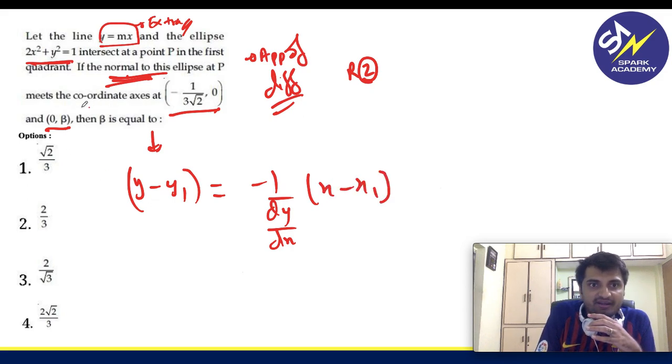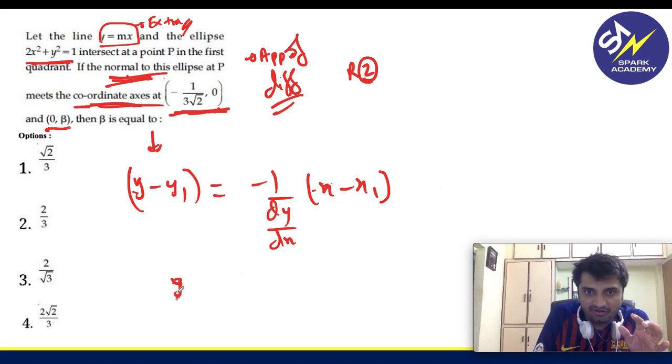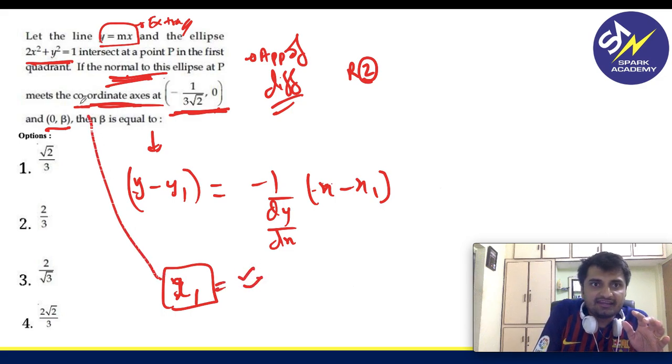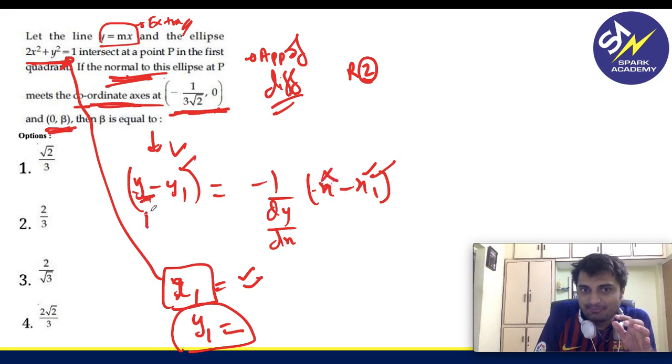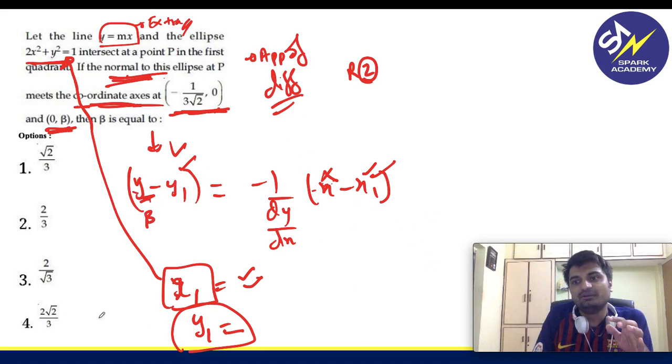So meets the coordinate axis they said, right? So that means what, x and y values they give, right? First substitute, same process you do. You will get x1 value here. That x1 you substitute here, you will get y1 value. So you know x1 and y1, right? So the unknown terms are x and y. X is given as 0, y value is beta. So just simplify, you will get your beta.